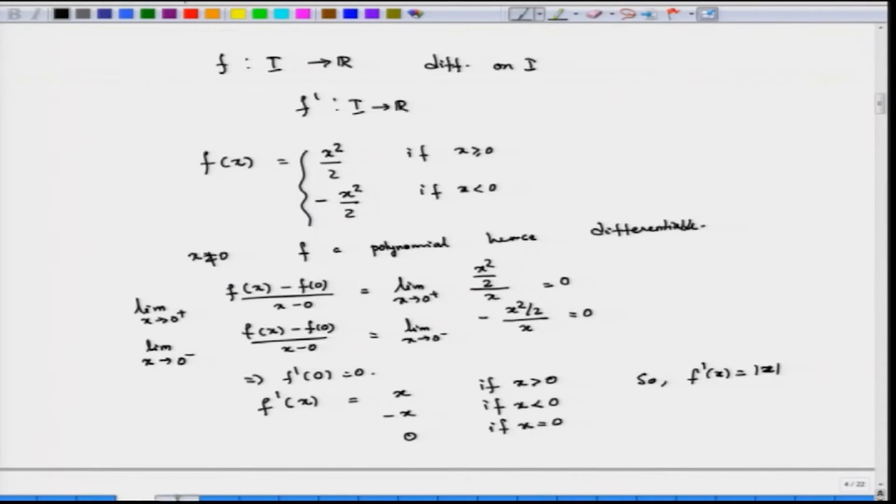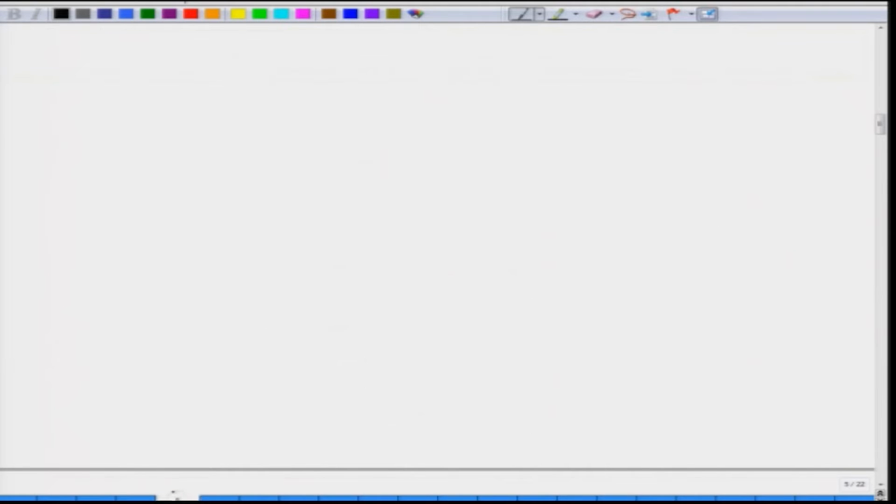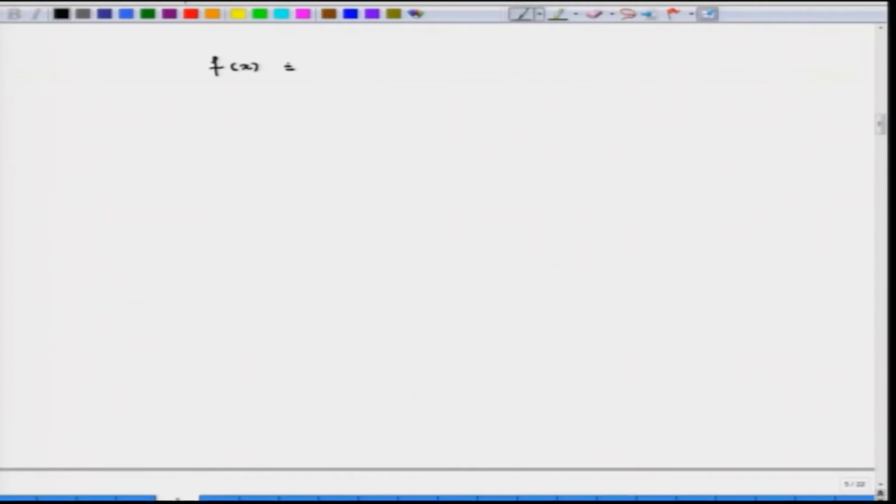Then it will be a little more involved if we want to find a function such that f prime is not continuous. Now, let us look at the function f of x equal to x square sin 1 over x if x is not equal to 0, and equal to 0 if x is equal to 0.